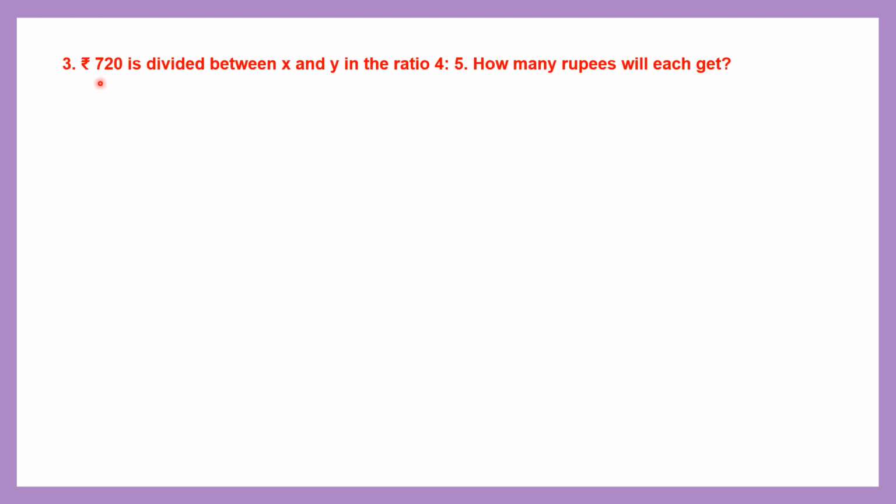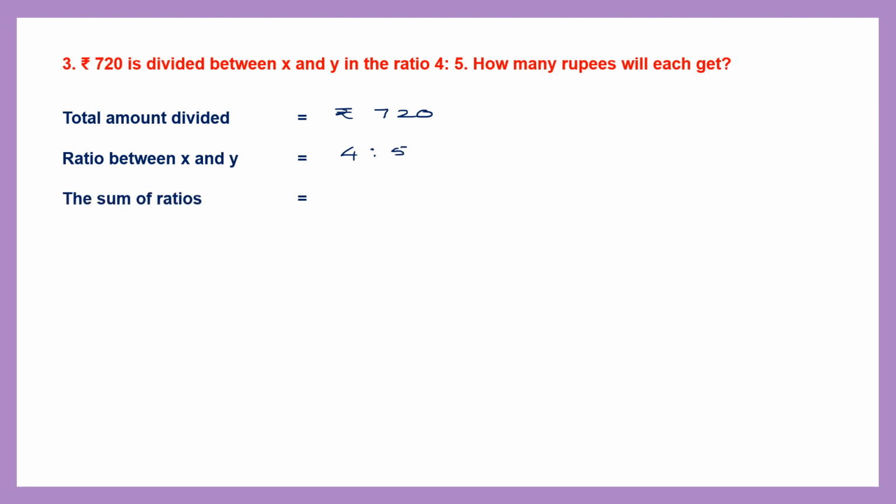Next one, rupees 720 is divided between x and y in the ratio 4 is to 5. How many rupees will each get? So this is the amount and it's going to be divided between x and y. So total amount divided is rupees 720. Ratio between x and y given to us is 4 is to 5.